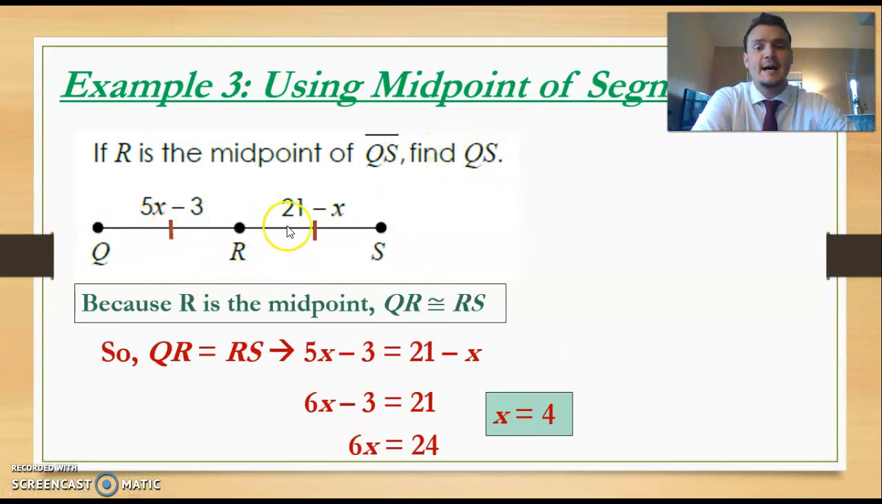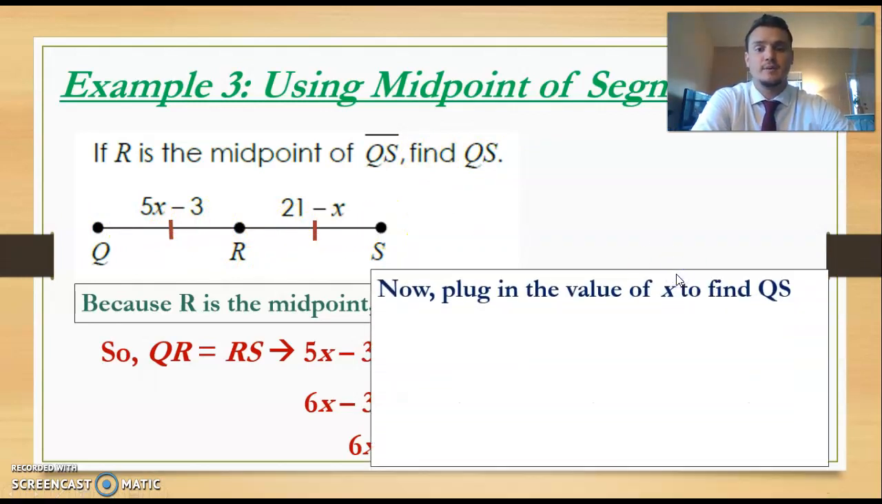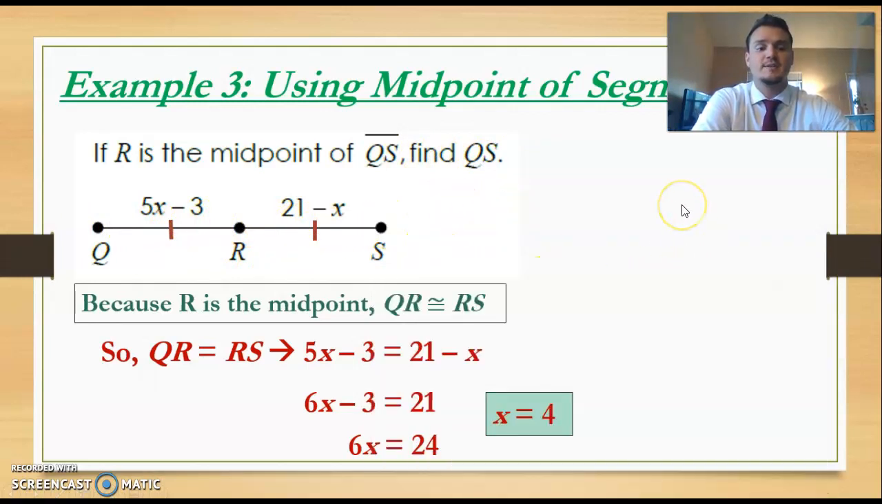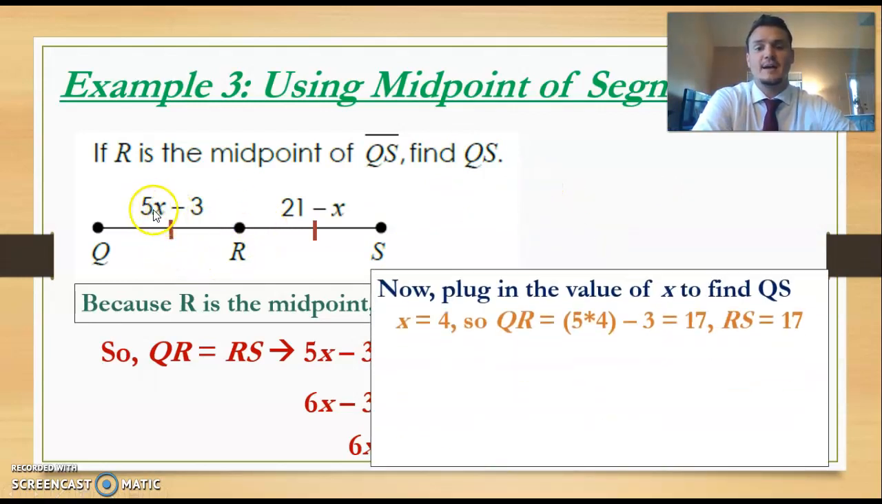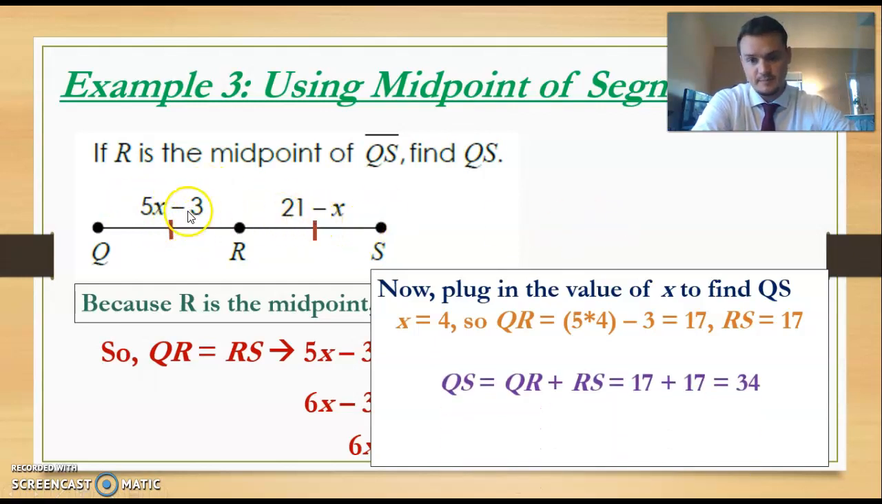QS is the entire line here, right? So we can take the value of x, which again was 4, and plug it in for every one of these. So if x is 4, that means that Q to R is 5 times 4 is 20, minus 3 is 17. Now, 21 minus 4 is 17 as well, but again, because these are congruent, they both have to be the same. So if they're both 17, both QR and RS are 17, that means that Q to S has to be 34 because 17 plus 17 is 34.